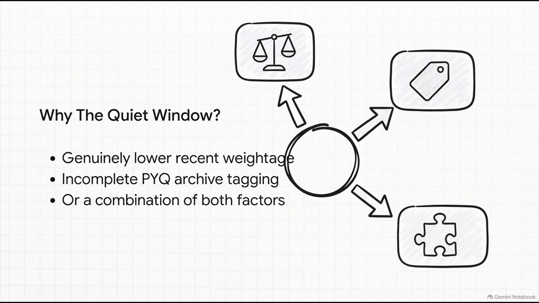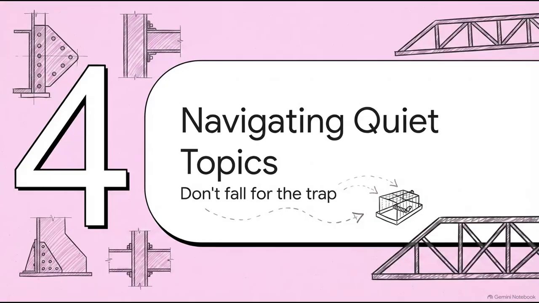Or, on the flip side, it could just be a quirk of incomplete tagging in the question archives we all use to study. That would mean the beam and girder questions actually are there, they're just hiding under broader, different labels. Now, this ambiguity creates some real tension for you as a test taker. But regardless of why it's happening, we absolutely need to know how to react to it. That leads perfectly into Section 4, Navigating the Quiet Topics.